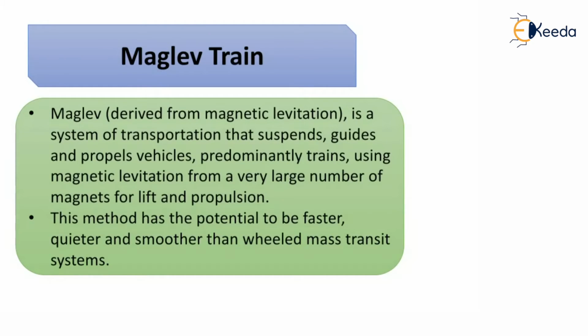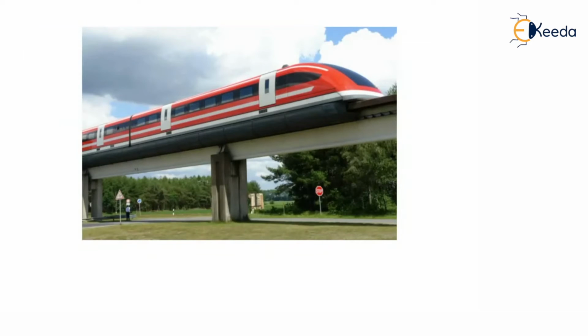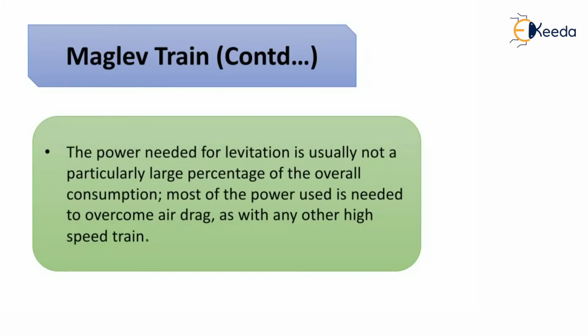The maglev, derived from magnetic levitation, is a system of transportation that suspends, guides, and propels vehicles, predominantly trains, using magnetic levitation from a very large number of magnets for lift and propulsion. This method has potential to be faster, quieter, and smoother than wheeled mass transit systems. This is a maglev train.